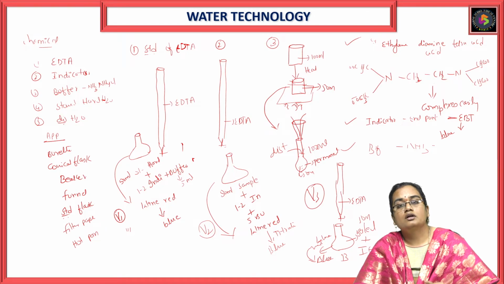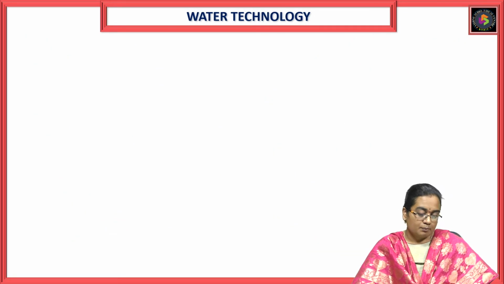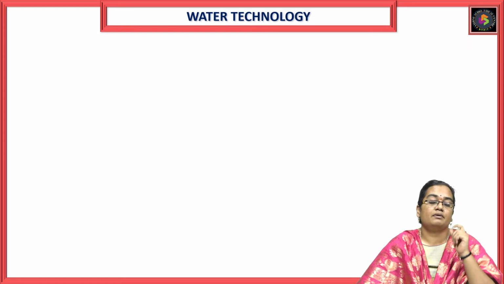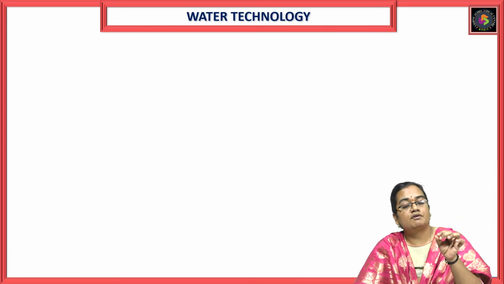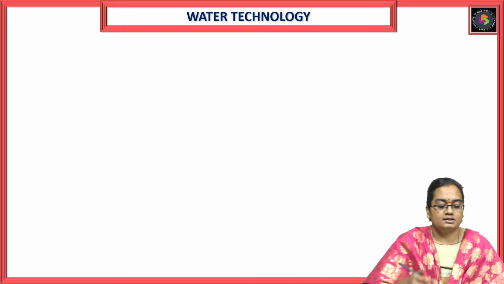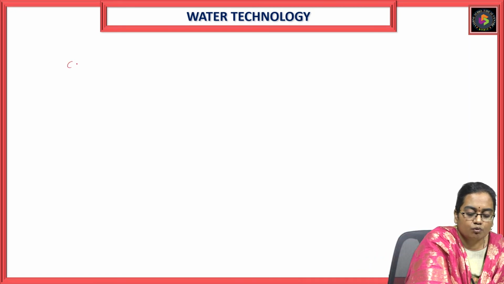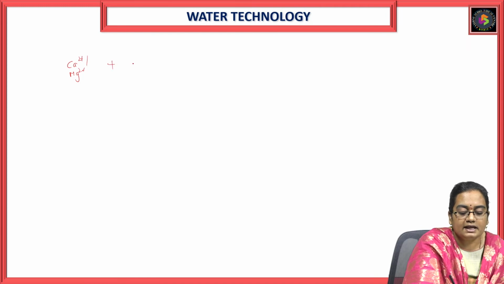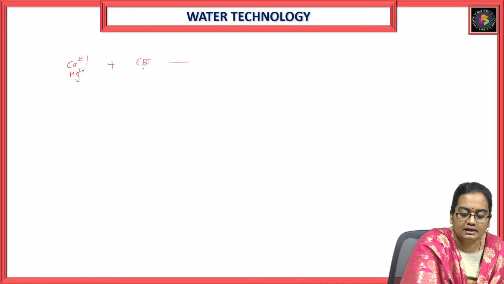Now we move on to how to calculate the temporary hardness. Before going to that step, let me explain why the solution gives a wine red color and why the color changes to blue. See here. First, water consists of calcium and magnesium ions. This is the basic principle involved. When it reacts with your indicator EBT, this EBT is Eriochrome Black T.